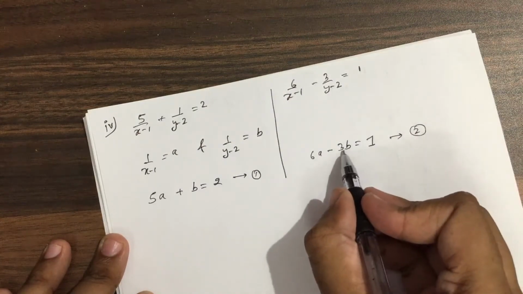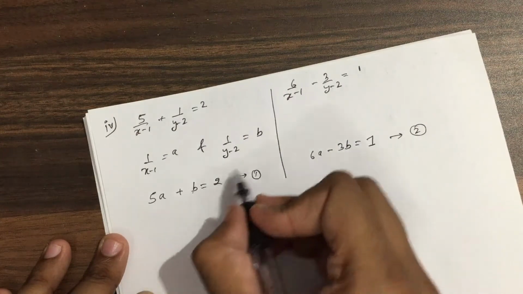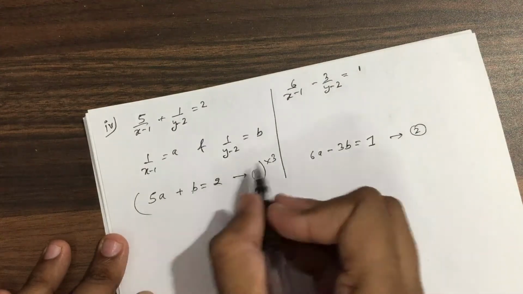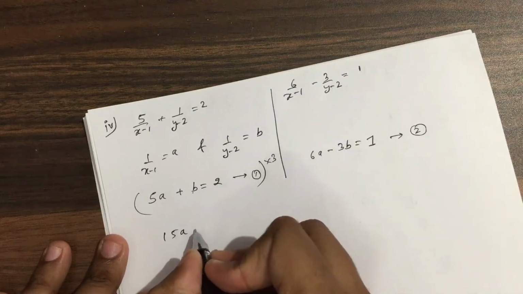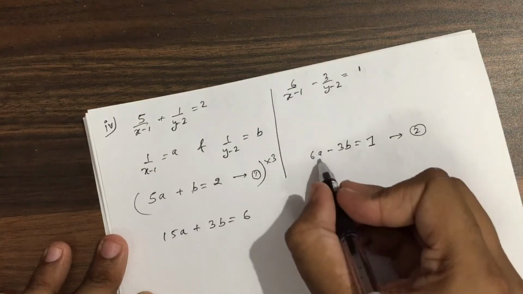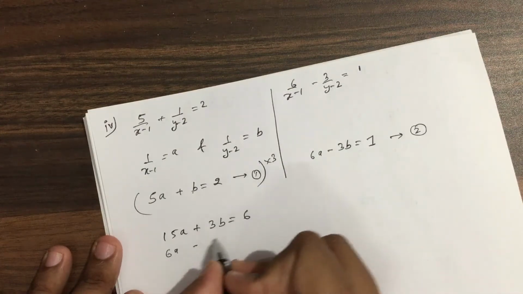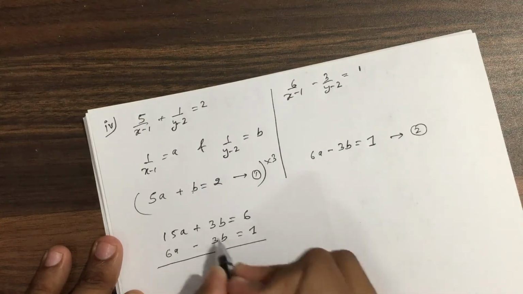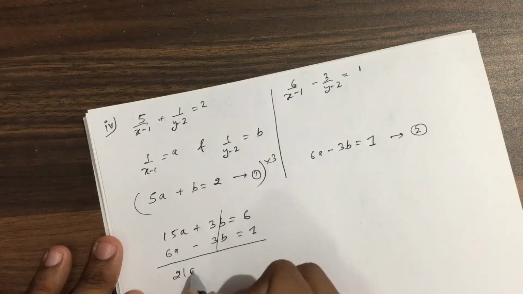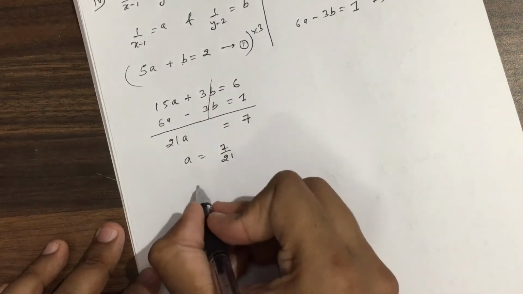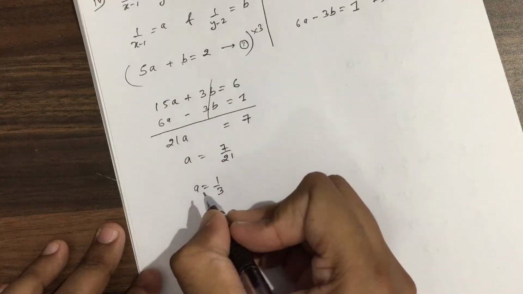Here coefficient of b is -3, here it is 1. So multiply this equation 1 with 3 in order to make coefficient of b the same. So it will become 15a plus 3b equal to 6 and this will remain as it is, 6a minus 3b equal to 1. Now we will add, so this will be cancelled. This will give us 21a equal to 7. So a will be equal to 7 upon 21. So this will give us a equal to 1 upon 3.